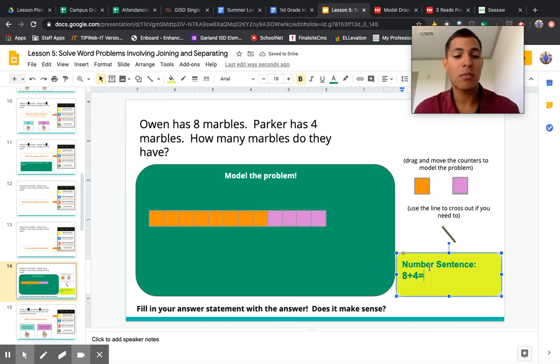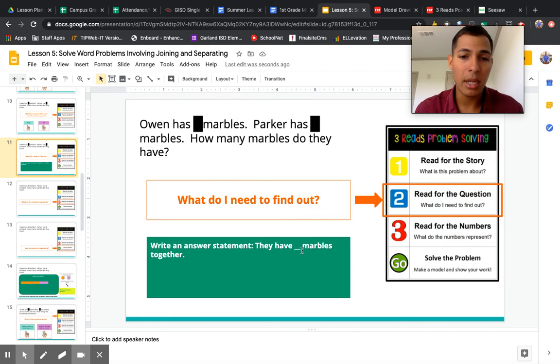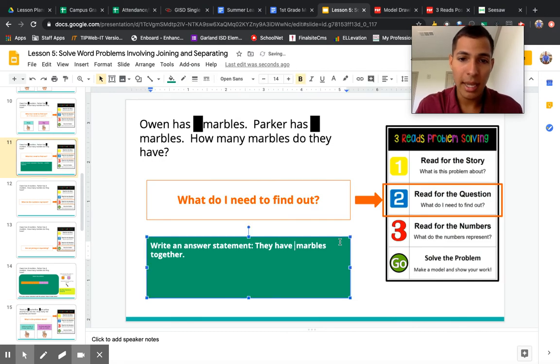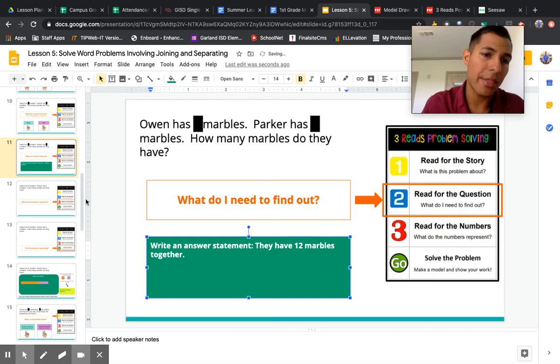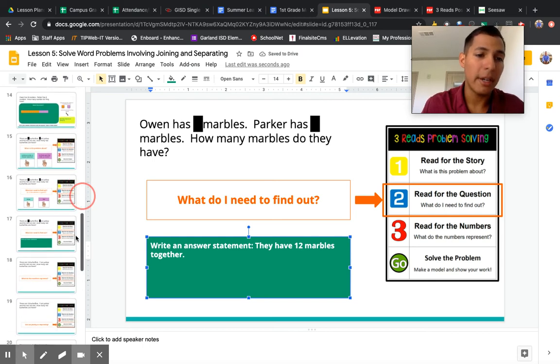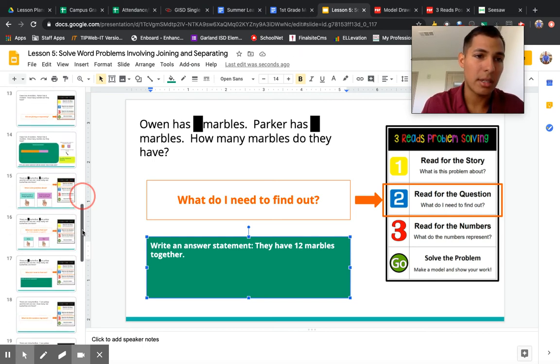And now we need to add 8 plus 4 is 12. Very good. And another way just to double check our answers to see if we're correct, we can count all these. 1, 2, 3, 4, 5, 6, 7, 8, 9, 10, 11, 12. Is that correct? That is correct. So now we know how many marbles they have together. So we go to our solution statement and we could put they have 12 marbles together. Very nice.